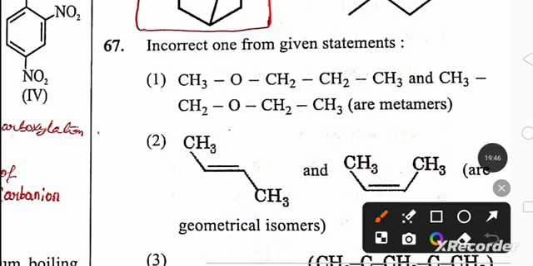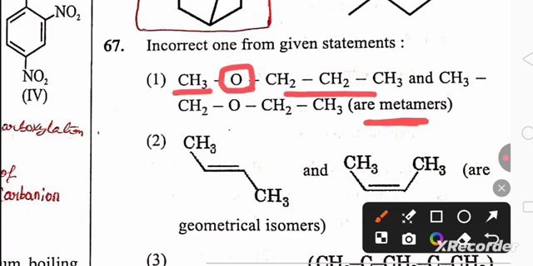Find the incorrect one from the given statements. In the first statement, metamers are given. We know about metamers; you can find them in ethers. We have one ether where on one side you can find 3 carbons and on the other side a 1 carbon chain. Another ether has a 2 carbon chain on the right side and a 2 carbon chain on the left side across the ether bond. Both have the same molecular formula, whereas they differ in the number of carbons across the ether bond. So they are metamers. So this is the correct statement.